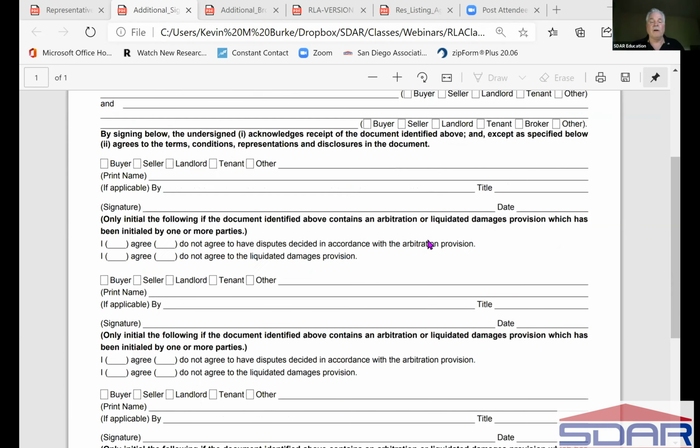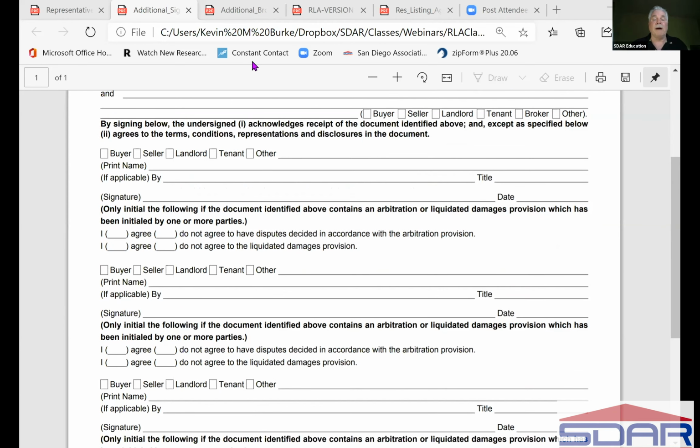Okay, so here's my admonition. Now we've got, "By signing below, the undersigned acknowledges receipt," of course. Okay, because we want to be able to hold them to what they're signing, and if they don't have a copy of it, we're going to have a hard time with that. Okay, and "except as specified below, agree to all the terms and conditions," et cetera, et cetera, et cetera.